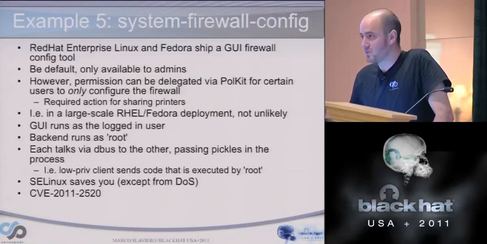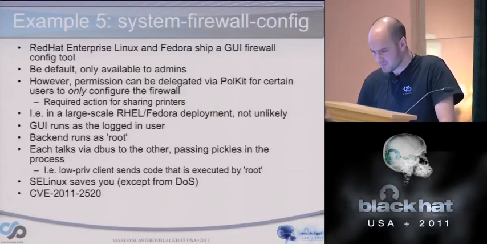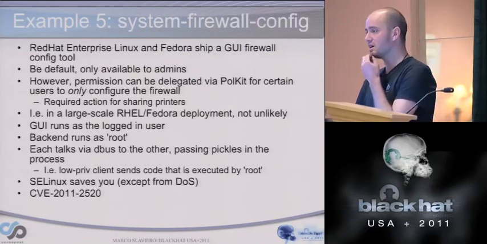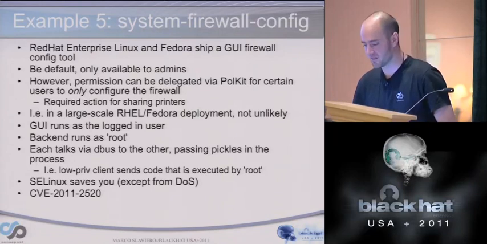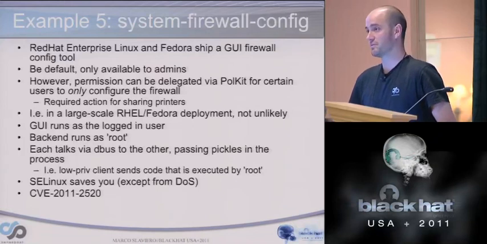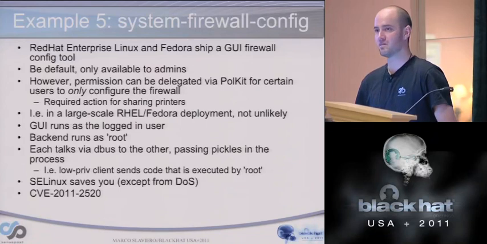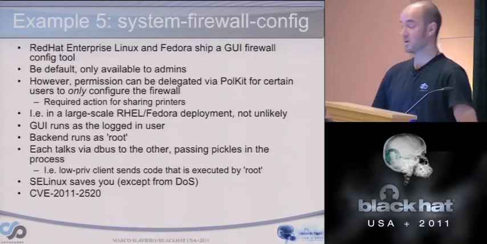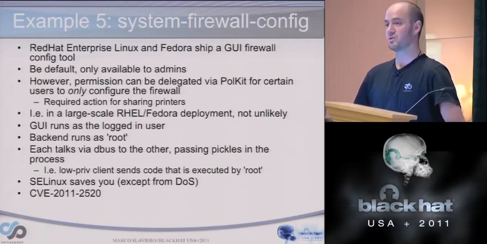Then the final example is in Red Hat Enterprise Linux 6. This is a privilege escalation flaw in Enterprise Linux 6. Enterprise Linux 6 has a graphical firewall configuration tool called firewall or system-config-firewall. It is normally only available to the root user in the default configuration. But in campus-style networks where you have many users, it is possible to delegate the ability to configure network firewall rules to individual users who are not root.